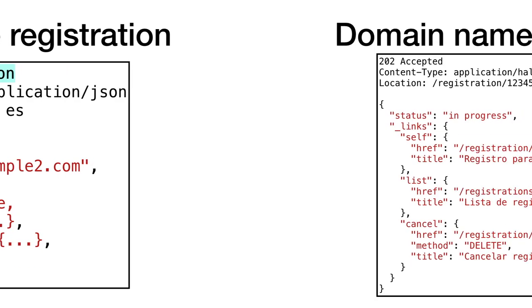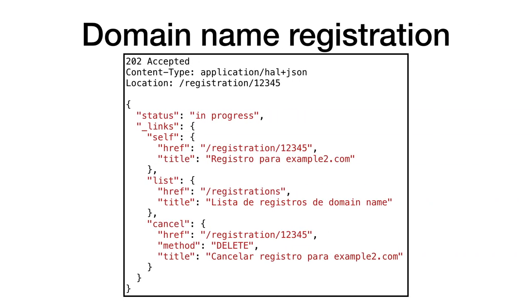Okay. Here is a possible response to our domain name registration. We see by the 202 status code that this is an asynchronous response. The server is not done yet, and it may not be done for a while. And that's perfectly okay. Our client can either wait and poll for updates or move on and do some other things. Now we notice a few things here, that we're using a new media type of application HAL plus JSON.